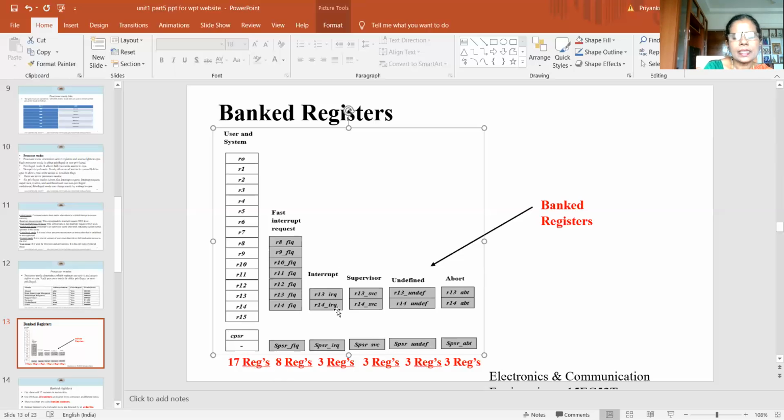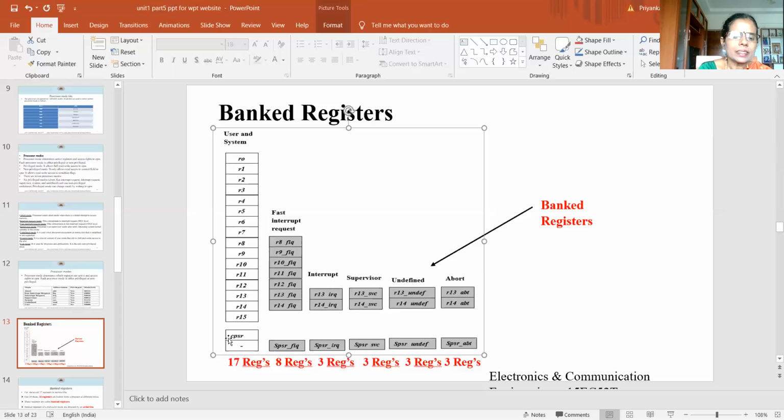But CPSR is not there in all the banked registers. R0 to R7 are completely general purpose registers for all the modes, and R8 to R14 are used in fast interrupt request mode, and R0 to R12 can be used as general purpose registers in all the other four modes: interrupt, supervisor, undefined, and abort mode.